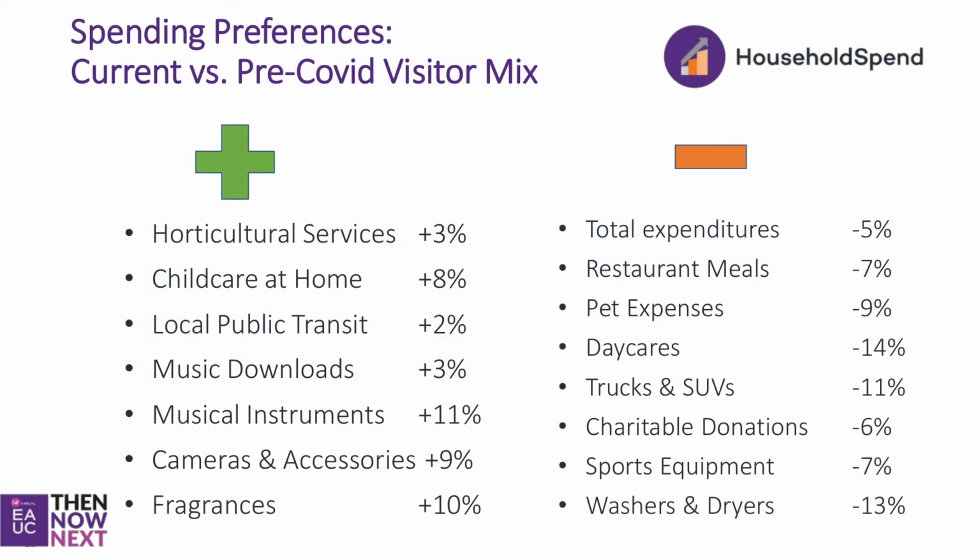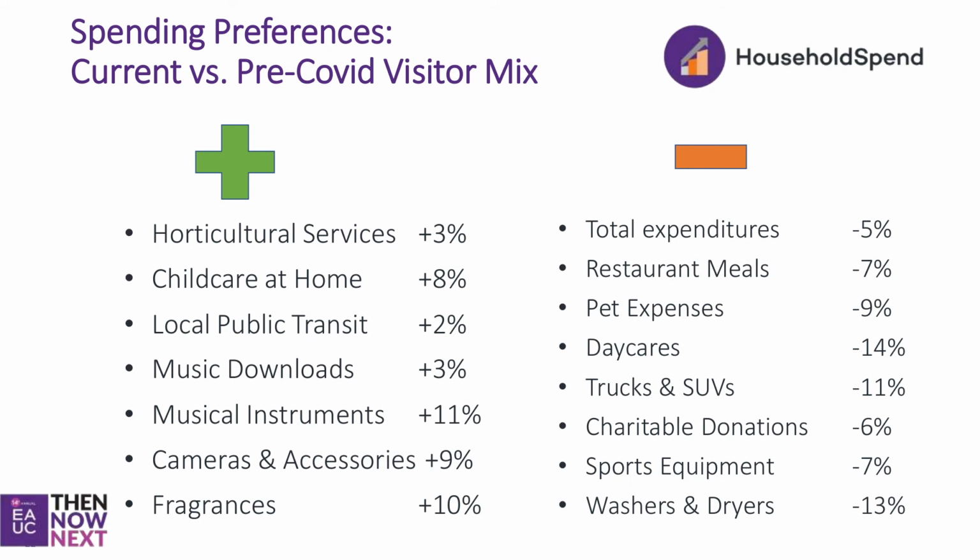We've also looked at the changes in expenditure potential between visitor mix pre-COVID to now using our HouseholdSpend database. Now, these numbers are from pre-COVID estimates overall, but they do tell us about the shift in inherent preferences in the population visiting the Danforth Strip. What we see here is that the spending potential in the current mix of visitors is down about 5% due to that change in mix of visitors. This has some implications for businesses here.